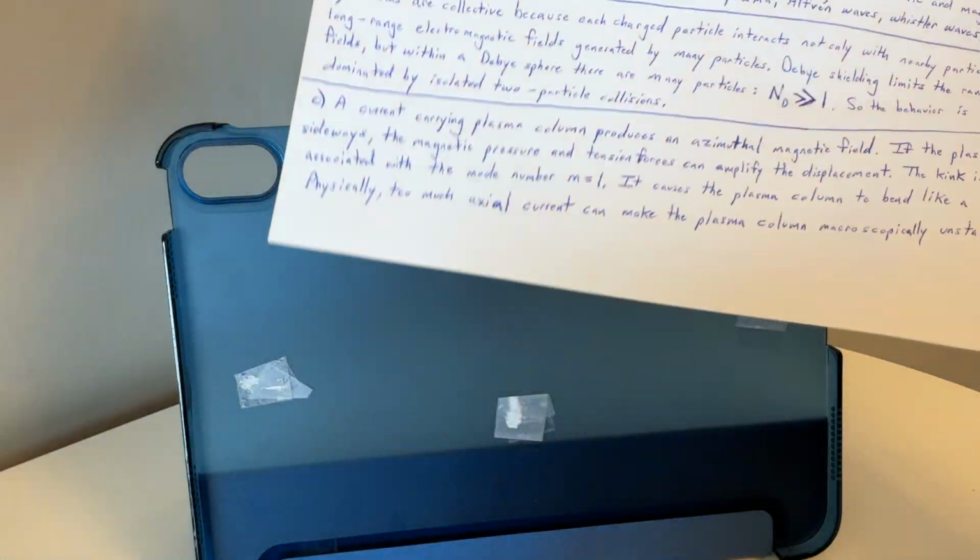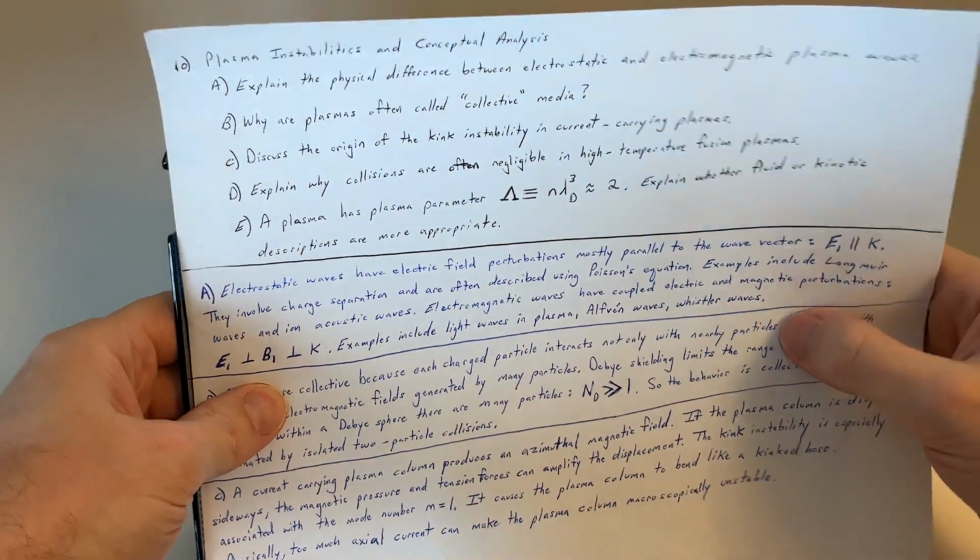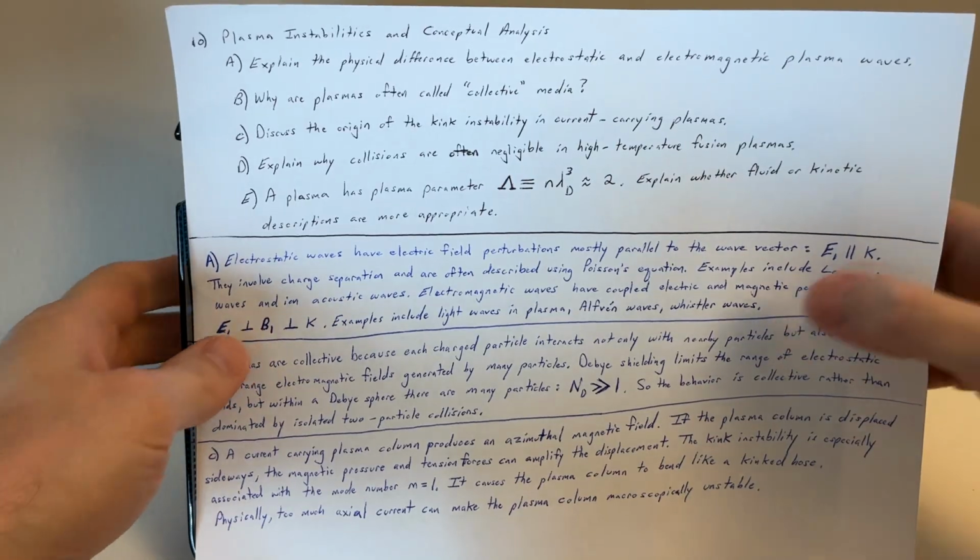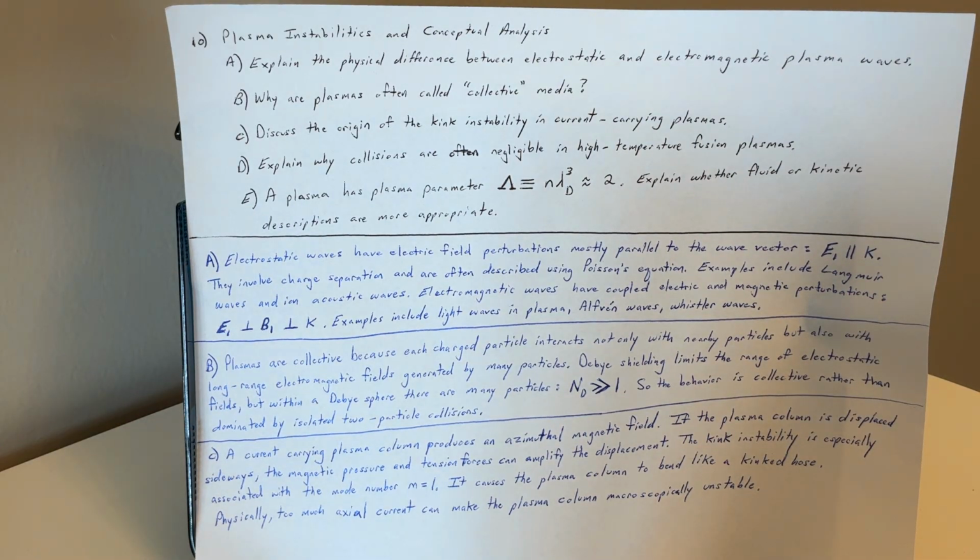Okay, number 10 is more conceptual textbook notes type stuff, canonical. So let's get into number 10. Number 10, plasma instabilities and conceptual analysis. So for letter A, explain the physical difference between electrostatic and electromagnetic plasma waves.